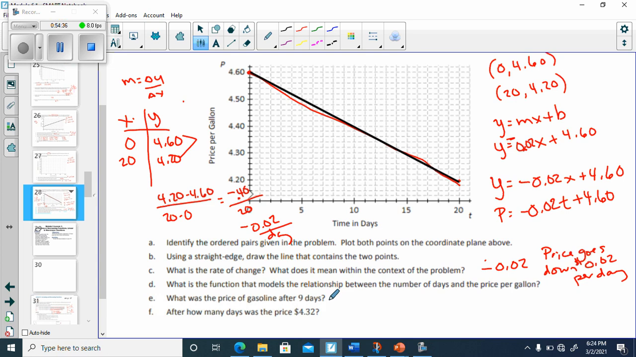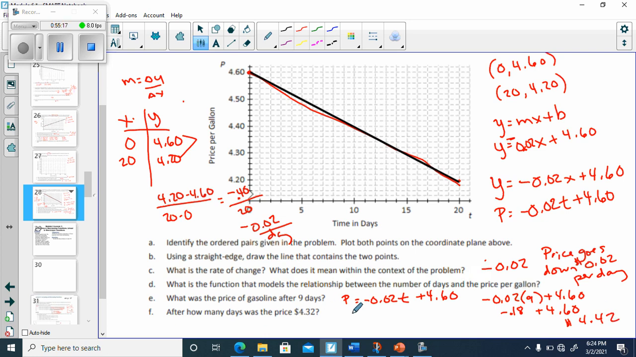What was the price of the gas after 9 days? Okay. You could plug that in. The price would be equal to negative 0.02t plus 460. Plug this in as 9. That would be negative 0.02 times 9 plus 460. That would be negative 0.18 plus 460. So I would subtract 0.18 from that, and that would give me 442.